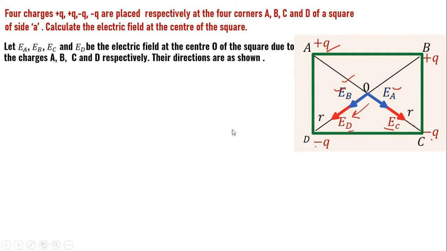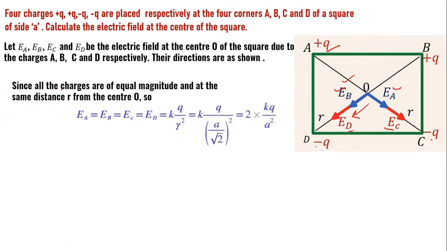Rest, magnitude wise, we can find the value of the electric field, since all the charges are of equal magnitude. Here the charges are of equal magnitude Q, Q, Q, and they are at the same distance R from the center. Now see here, the distance of O with respect to A, B, C, or D is equal, which is R. So this distance R we have to compute. Now here it is already given that the side of the square is A. So how can we find the value of this R?